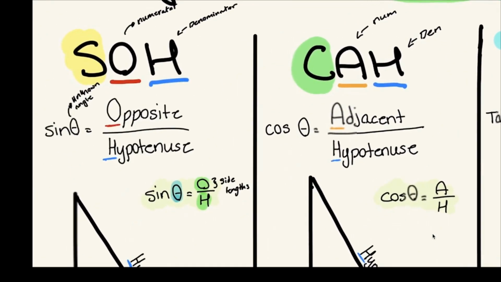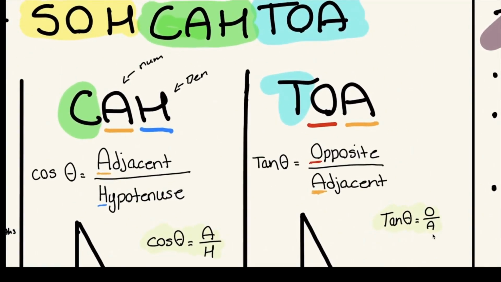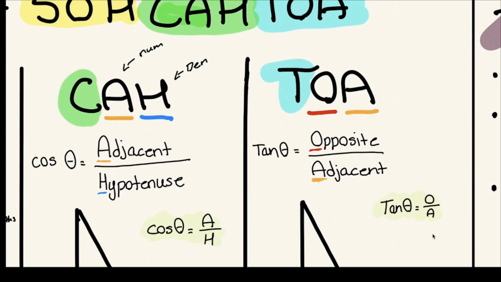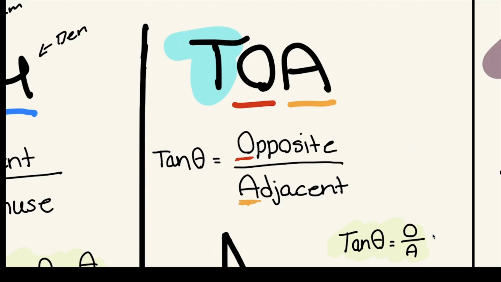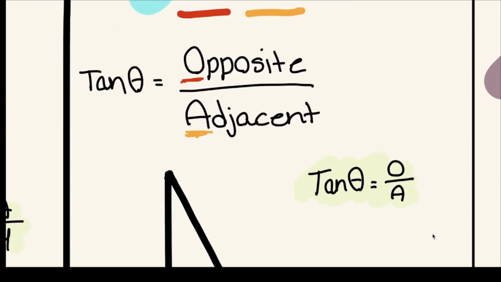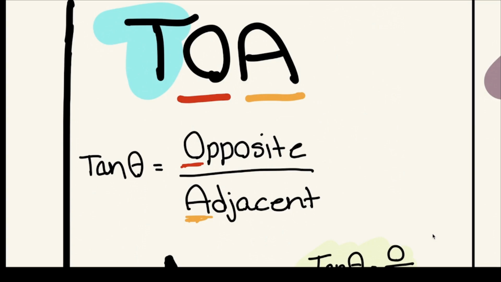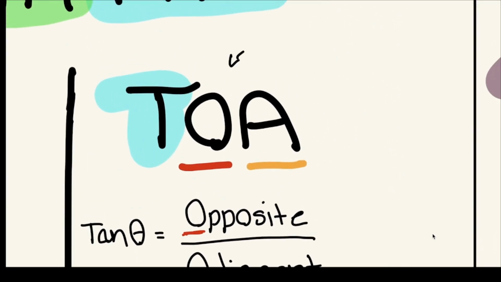So far we've covered sine and cos, your first two primary trigonometric ratios. Your third one is TOA, otherwise known as tan. For tan, you have to be given the opposite and adjacent side lengths, or theta, in order to solve. The formula is tan theta equals opposite over adjacent, because in TOA, the second letter is the numerator and the third letter is the denominator.